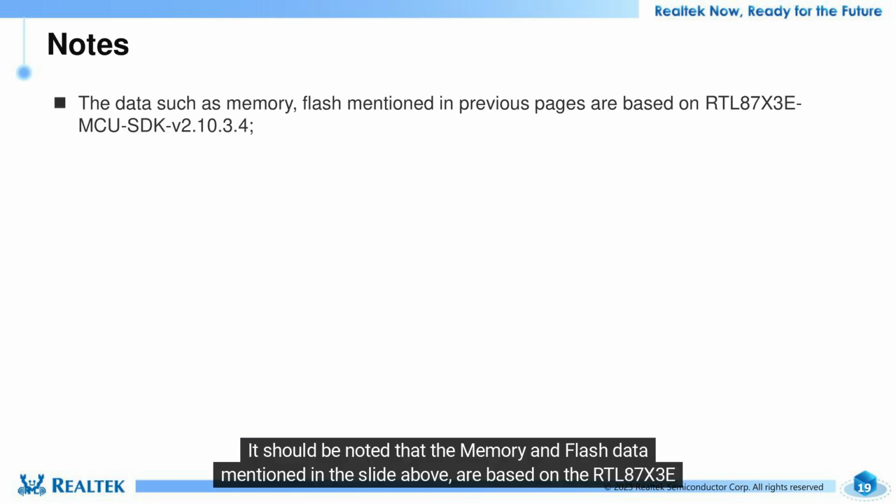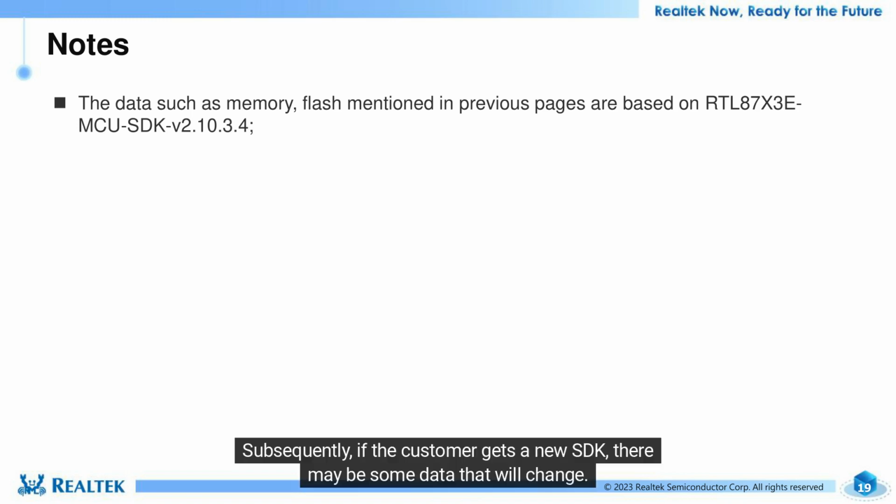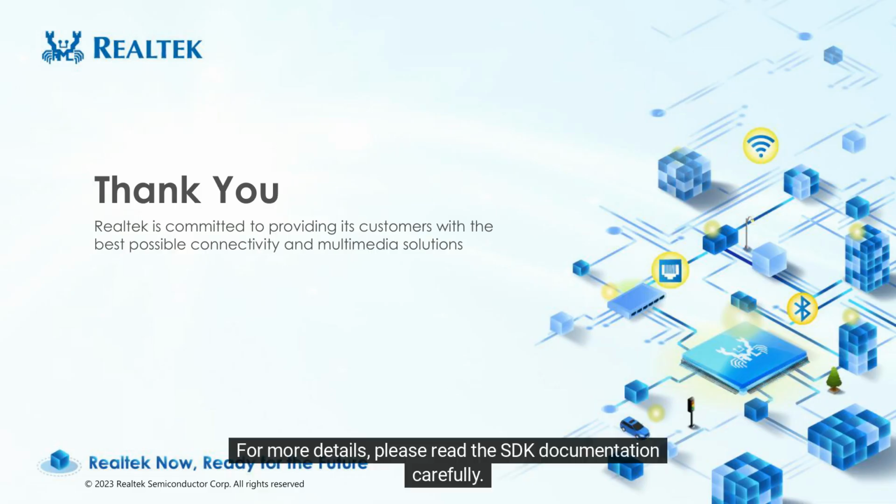It should be noted that the memory and flash data mentioned in the slides above are based on the RTL87X3 MCU SDK, version 2.10.3.4. Subsequently, if the customer gets a new SDK, there may be some data that will change. For more details, please read the SDK documentation carefully.